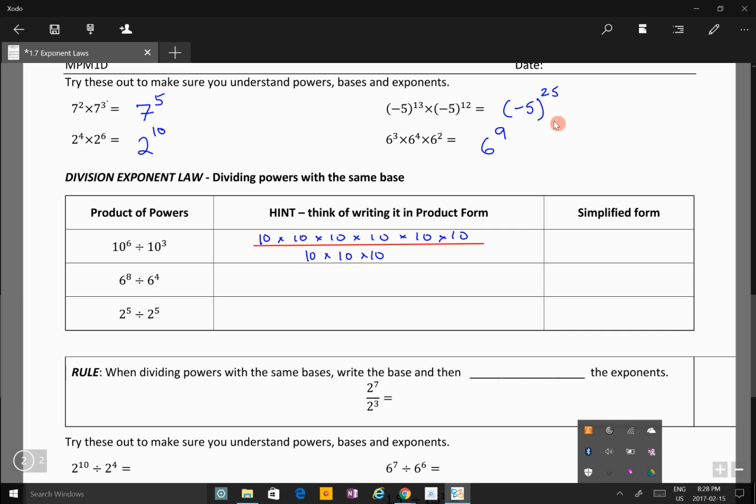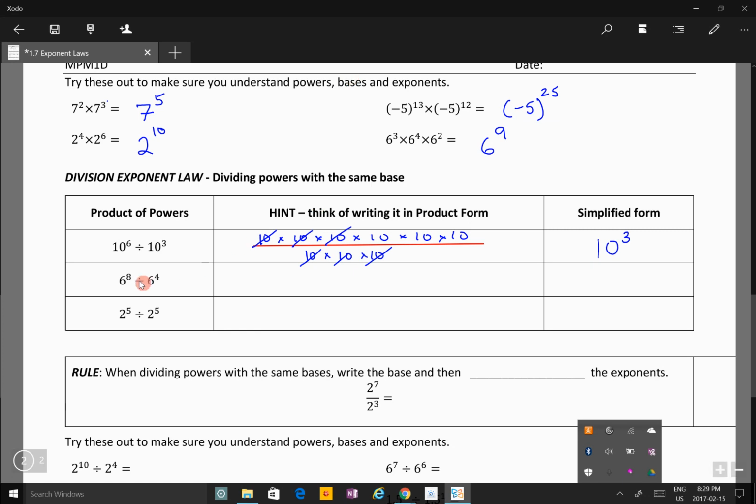So let's cancel one 10 from the top with one in the bottom, another 10 from the top and the bottom, and another 10 from the top and the bottom. What am I left with? I'm left with 10 times 10 times 10, so 3 of them. So in simplified form, I just write the base of 10, and because I have 3 of them, my exponent will be 3.